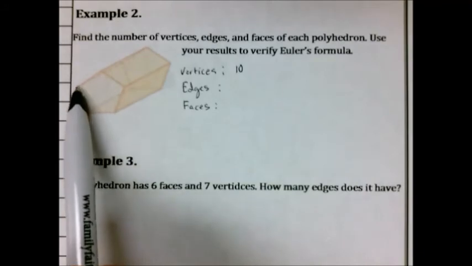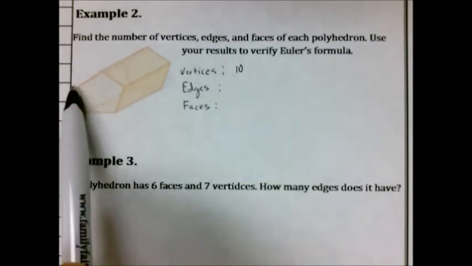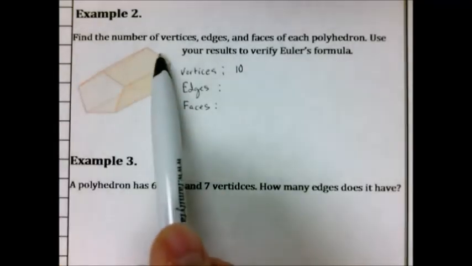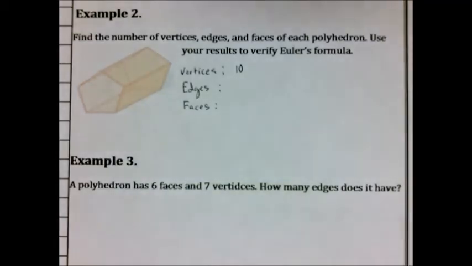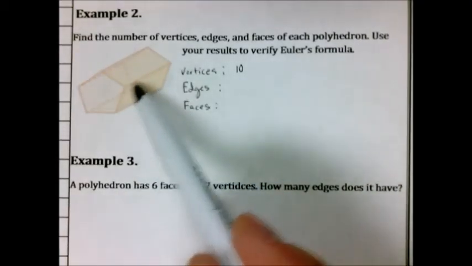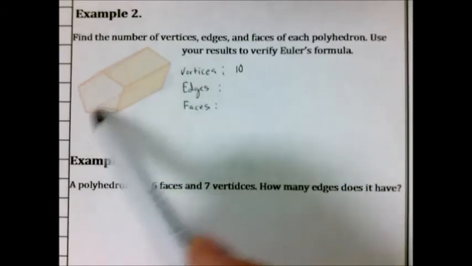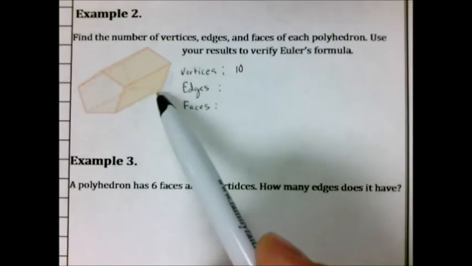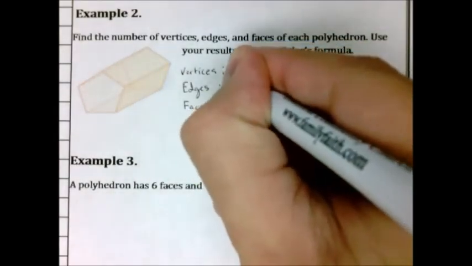Edges are, remember, where 2 or more faces come and intersect with each other. So we've got an edge right here. We've got 1, 2, 3, 4, and 5. There's going to be also 5 on this other side, right? 6, 7, 8, 9, and 10. And then we've got some edges on these sides right here. There's 1, 2, 3. There's going to be one right here. 4 and 5. So there's 5 more. So that brings our total to 15 edges.